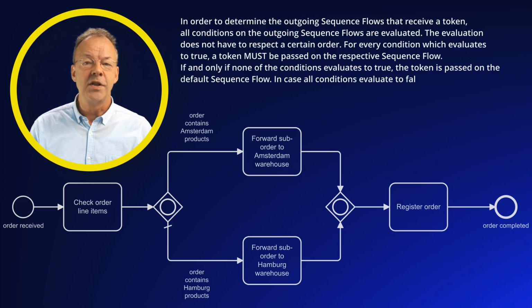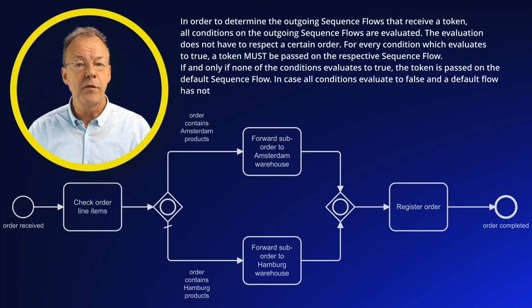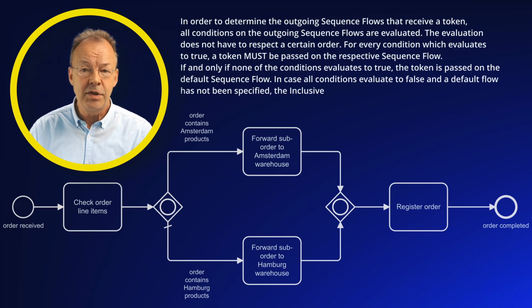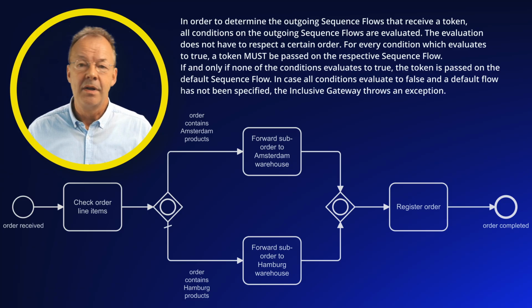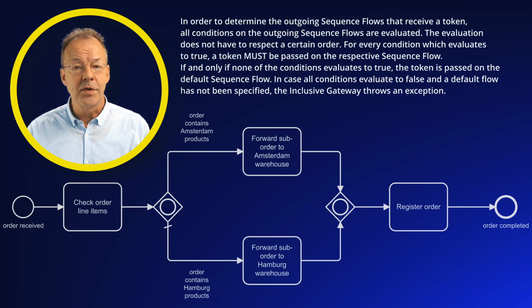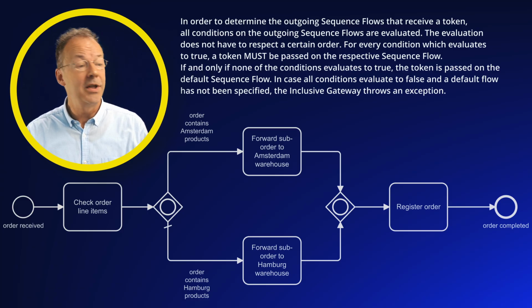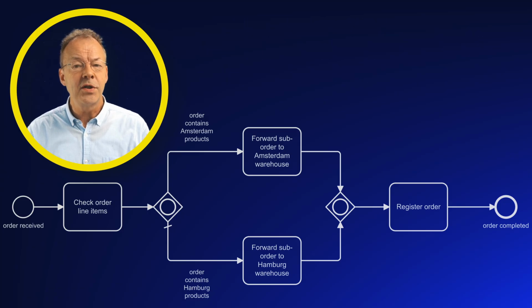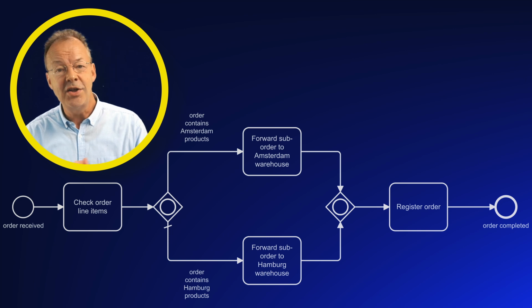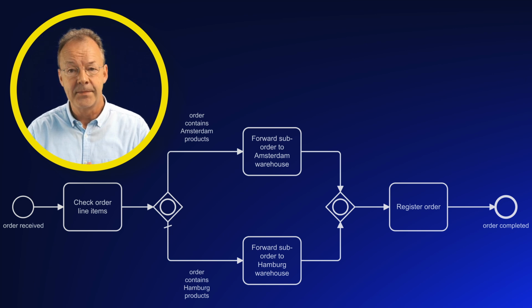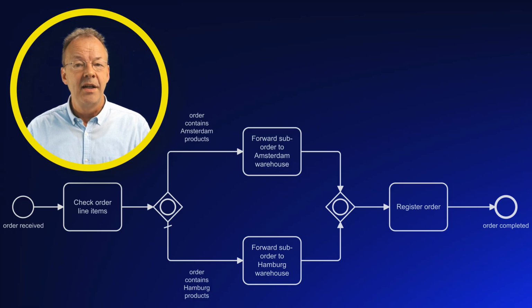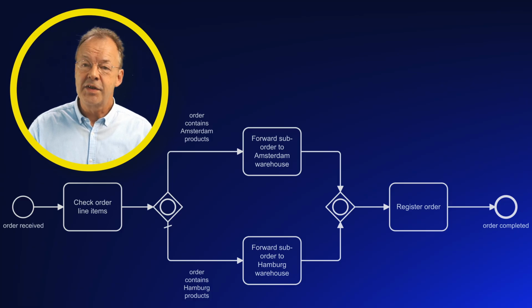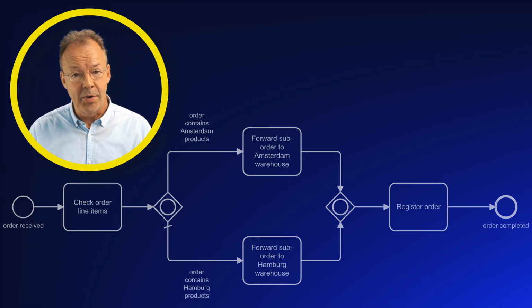In case all conditions evaluate to false and the default flow has not been specified, the inclusive gateway throws an exception. In our example, we would evaluate if the order contains typical Amsterdam products or typical Hamburg products. We assume that the order can also contain general products that are neither Amsterdam or Hamburg. If any order contains general products, then the default flow would kick in and the suborder would be forwarded to Hamburg.